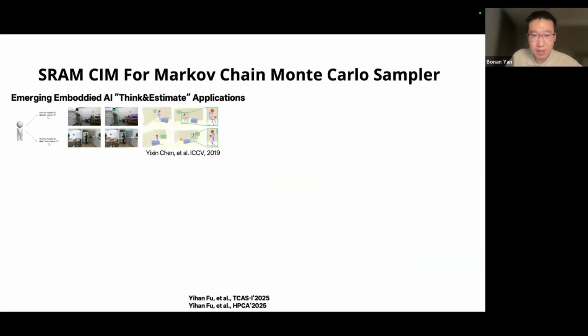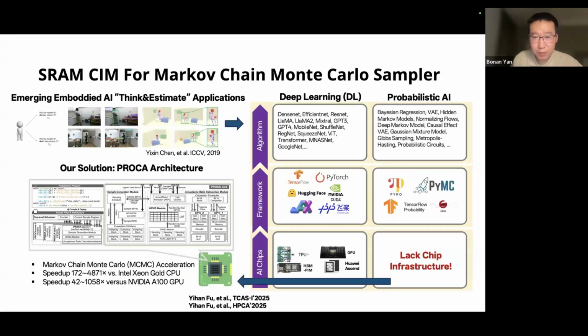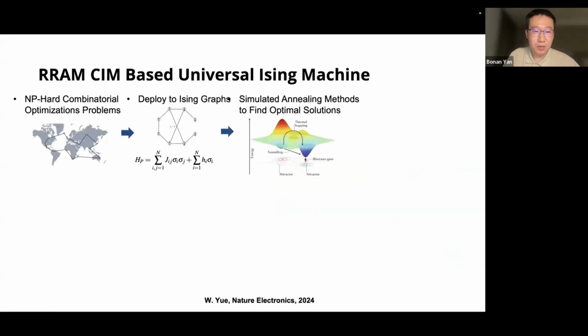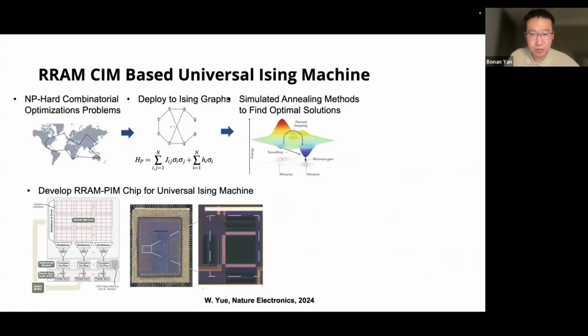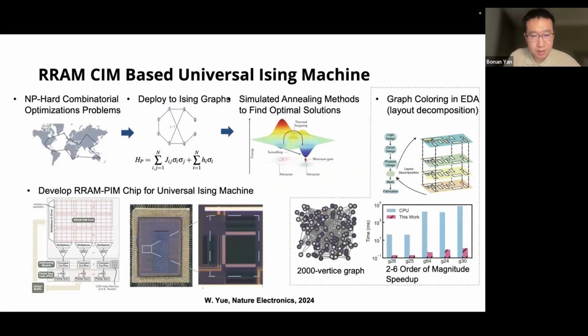The second is the SRAM CIM. For probabilistic computing, we developed an SRAM CIM macro and processor design for MCMC sampling. This is designed as the hardware infrastructure for probabilistic AI. If you're interested, we have published our paper recently. I have also done the RRAM design for the universal Ising machine, a RRAM-based design with a novel encoding scheme.